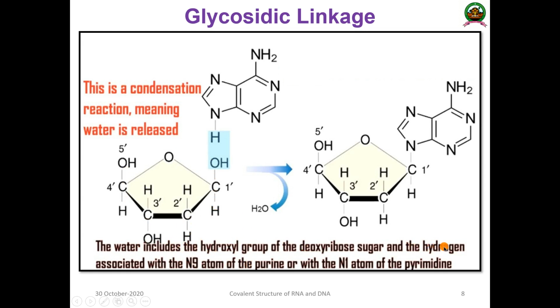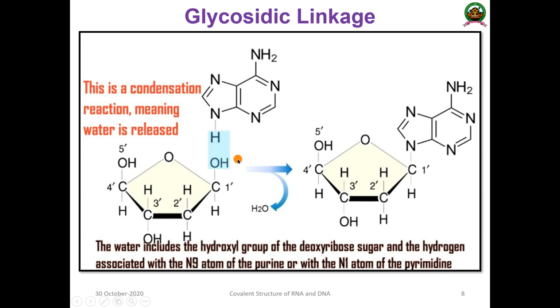And then the hydrogen associated with the N9 nitrogen of the purine, this is the ninth position. The N9 nitrogen of purine or N1 atom of a pyrimidine. If it is this one, it will be N1, and if it is purine, the glycosidic linkage is formed with N9. That is why the glycosidic linkage takes place.